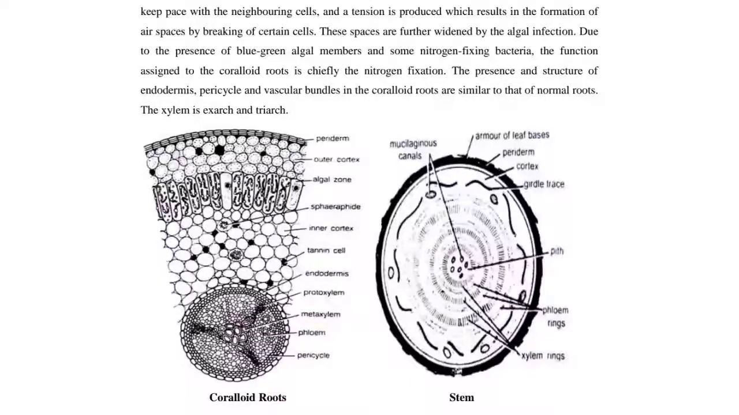chiefly the nitrogen fixation. The presence and structure of endodermis, pericycle and vascular bundles in the coralloid roots are similar to that of normal roots. The xylem is exarch and triarch.